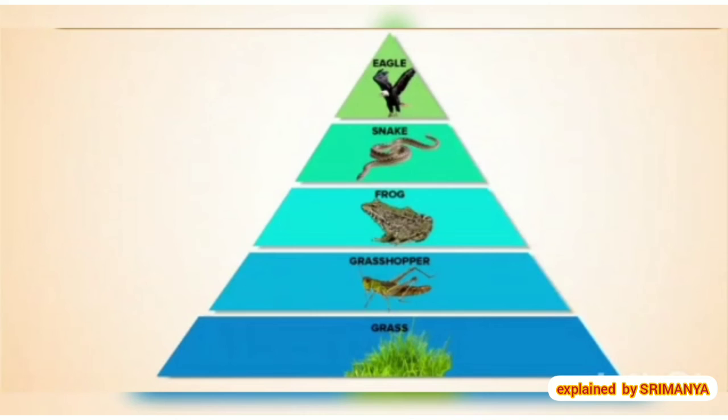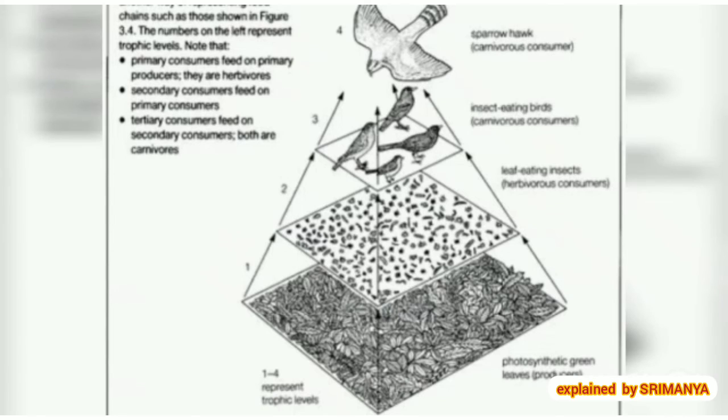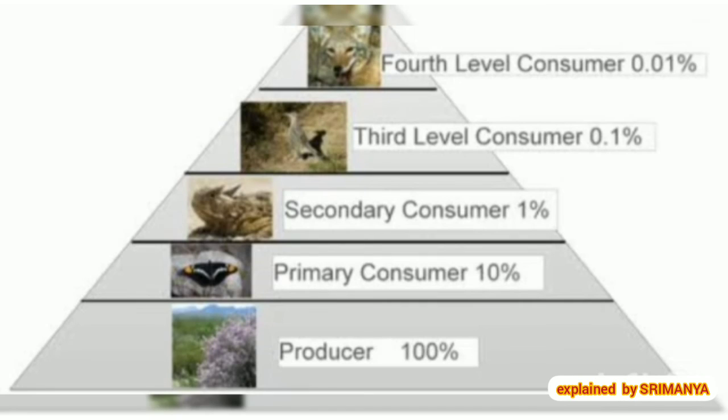Pyramid of energy. Pyramid of energy is a graphical representation designed to show the quantity of energy present at each trophic level in a given ecosystem. It represents the available energy at each trophic level in the food chain. This pyramid is always upright, as only 10% of energy from one level is transferred to the next level.